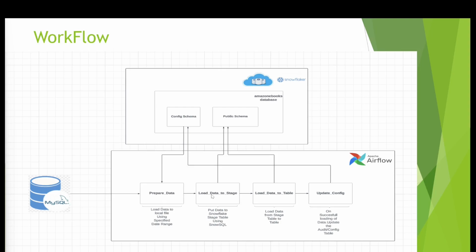The next step is load data to stage. The delta changes which are stored in the local are transferred into the stage table. In the third step, load data to table, as the step says, the data is transferred from the stage table to the table. Here in our scenario, we are using the permanent table for Amazon books and the transient table for Amazon book reviews. On successful completion of the first three steps, in the last step, that is update config, the config is updated for the respective table.